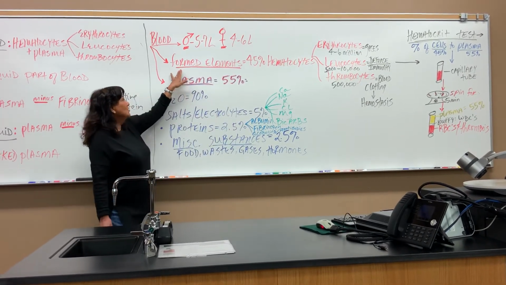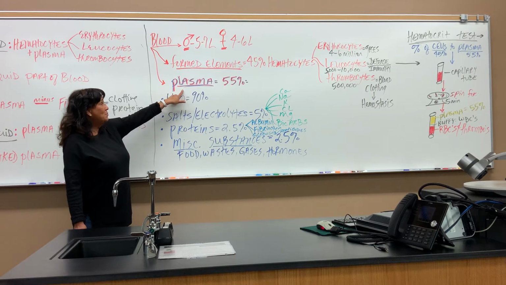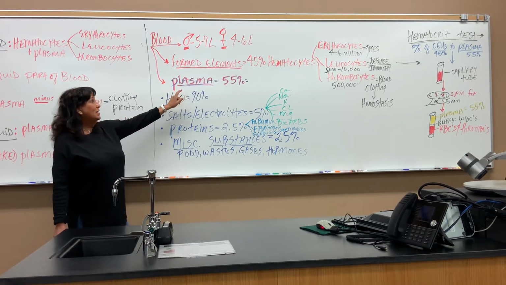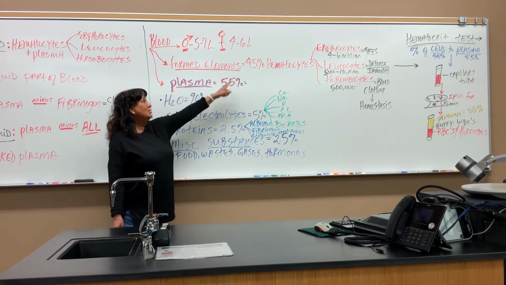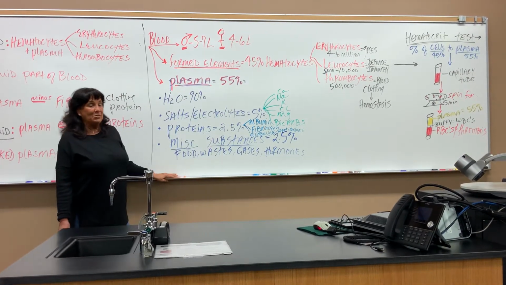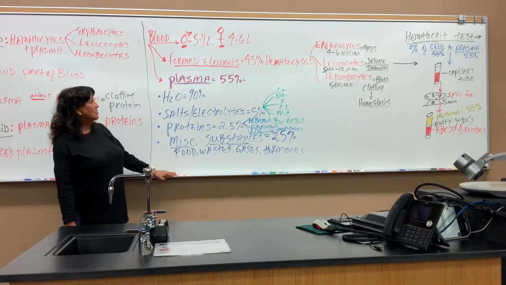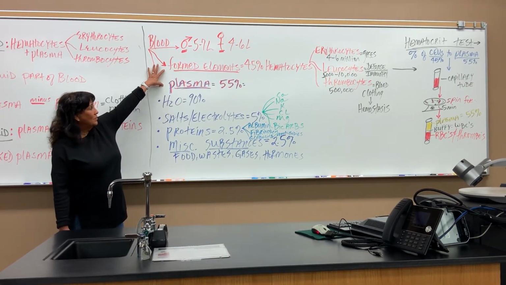And then what else is the blood made out of? 55% plasma. All right, so basically 55% plasma, that's nice. And so 45 and 55 equals 100%. And so that's what your blood is made out of, these two things.